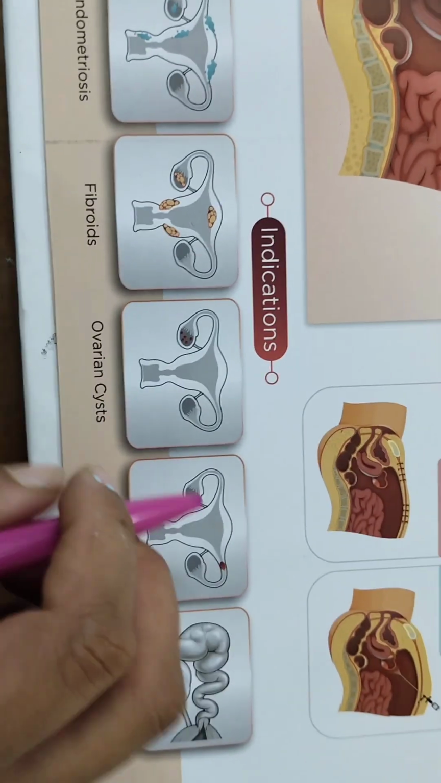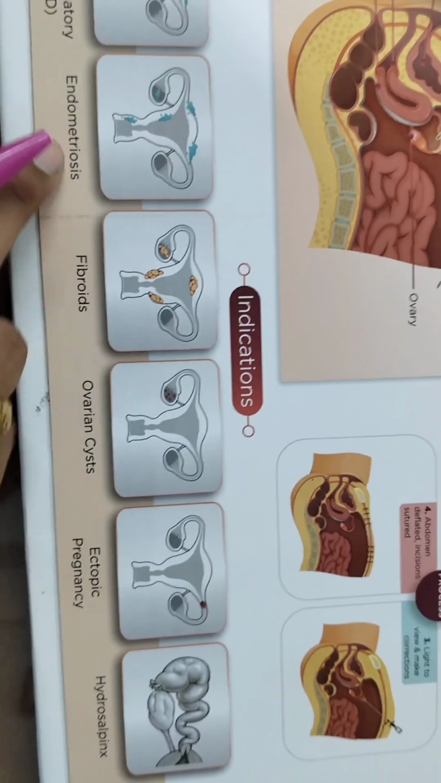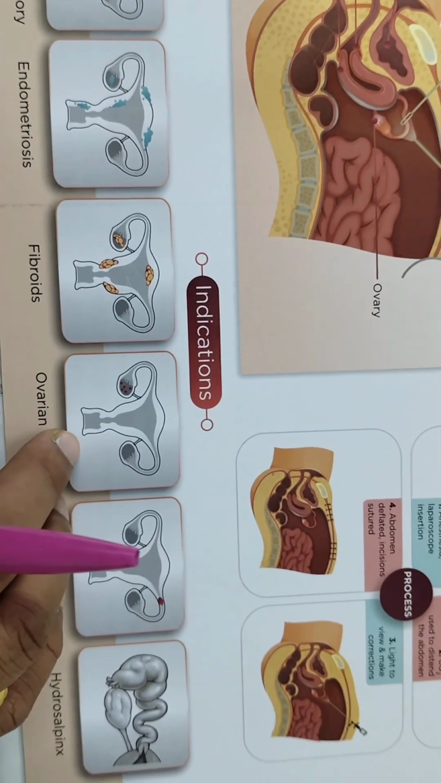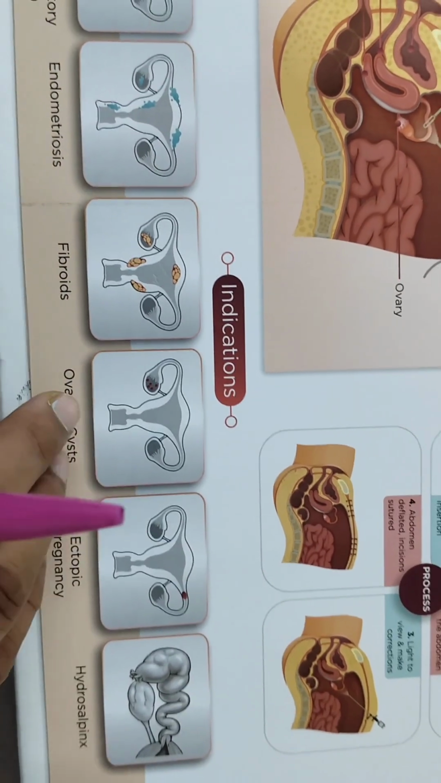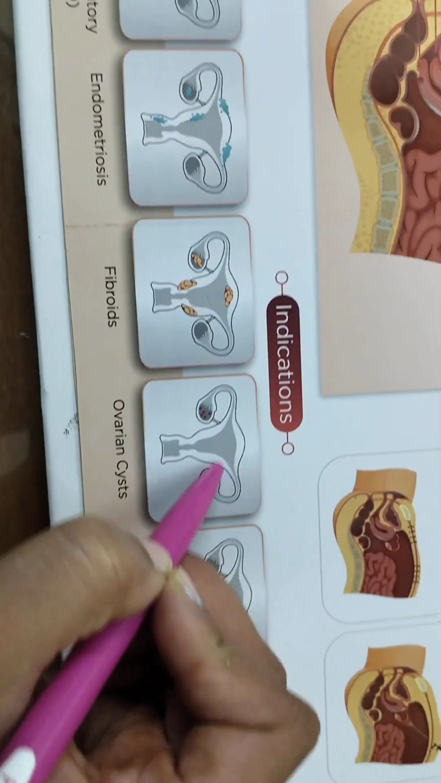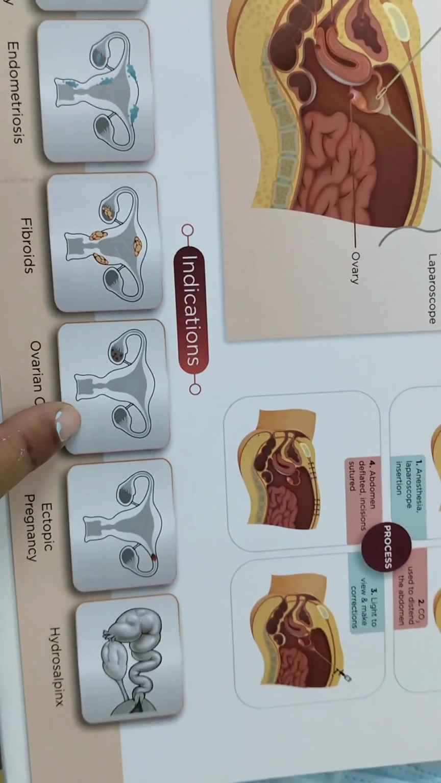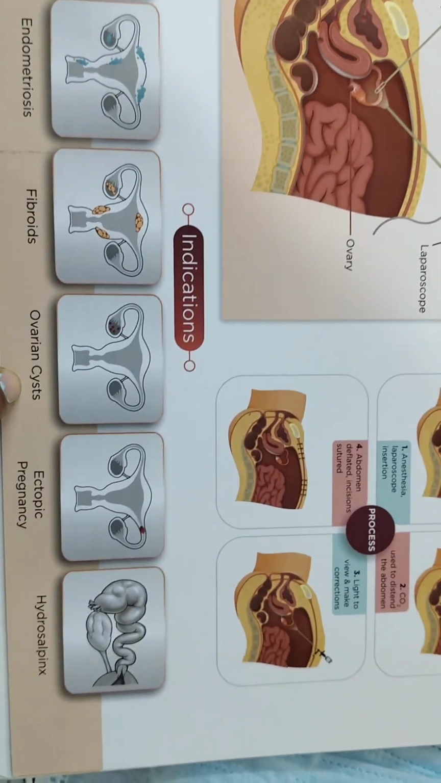Okay, now next is ovarian cyst. Now ovarian cysts are of multiple types. One of the common is endometrioma cyst, that is also known as chocolate cyst. Then there is dermoid cyst, sometimes simple cysts are there. Then sometimes para-ovarian cysts are also there, like adjacent to the ovaries. So all these cysts can be very much dealt with and removed very nicely with the laparoscopy.